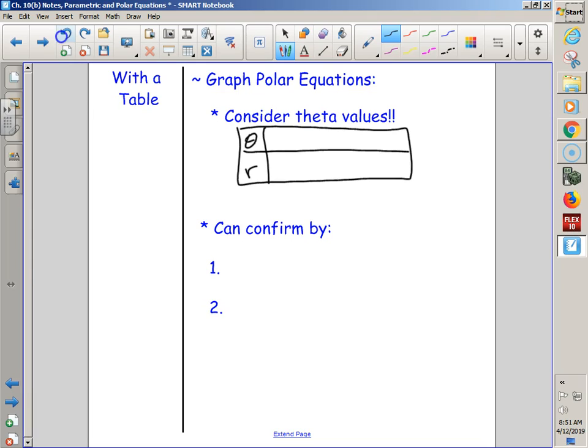In Algebra 1, when you didn't know what a graph looks like, you made a table. We're doing the same thing here, but instead of plugging in x and getting out y's, or in parametric, who would we plug in? T's, and getting out x's and y's. Now we're plugging in thetas.